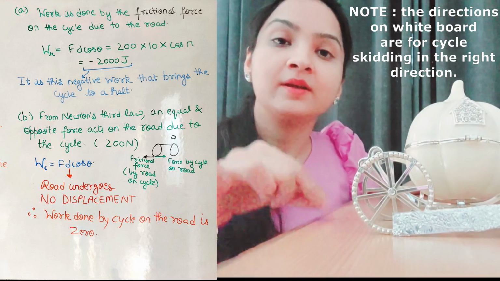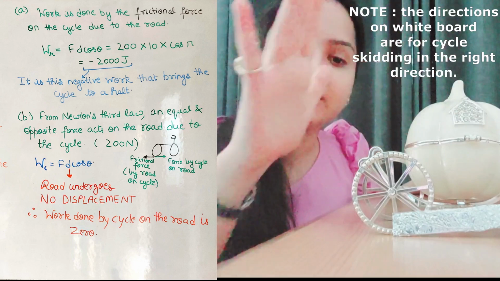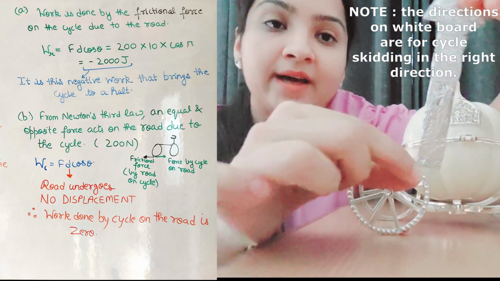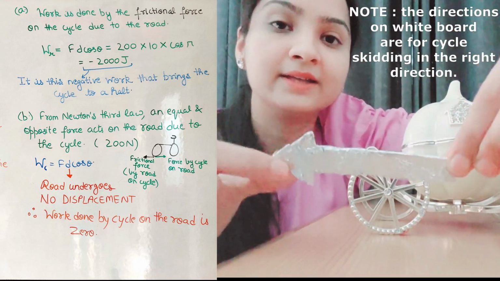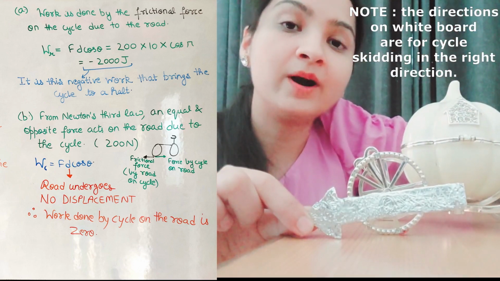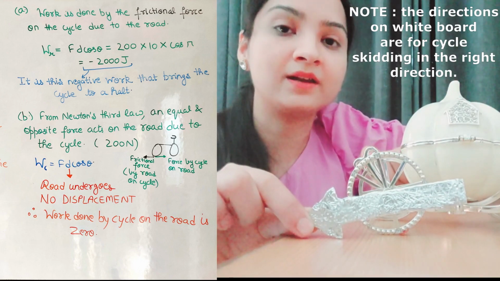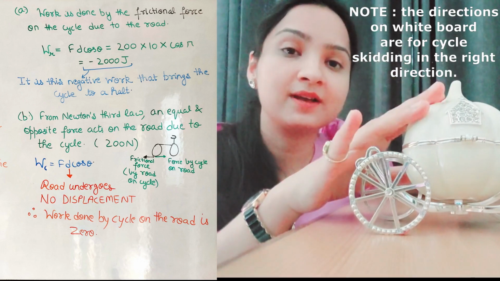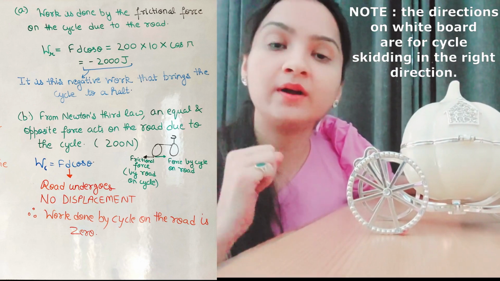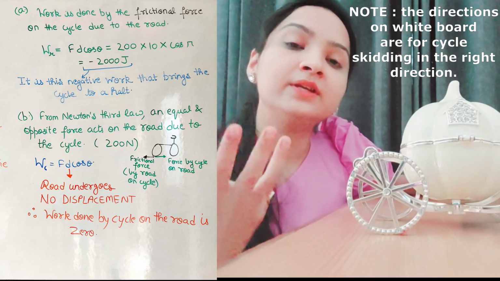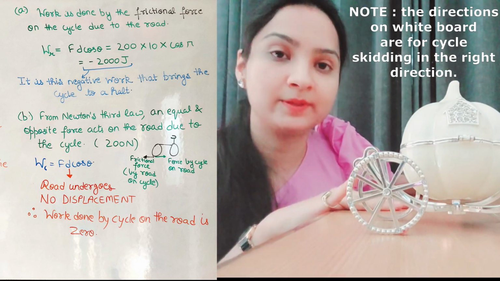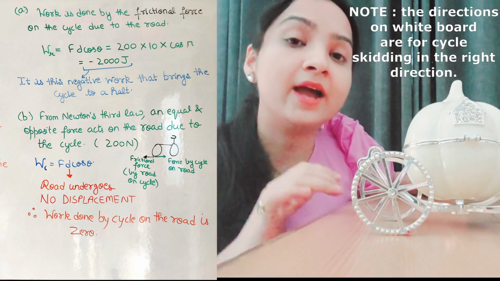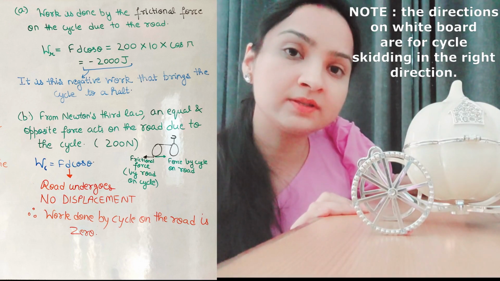will be acting because of this cycle or the cart on the surface. So the magnitude will be this, but the direction will be exactly anti-parallel. 200 newtons, but in the anti-parallel direction, exactly the opposite direction. So force exerted by this cart on the surface will also be 200 newtons. Now what do you need for work done? Force and displacement. You know the force, but is the surface undergoing any displacement because of this force?